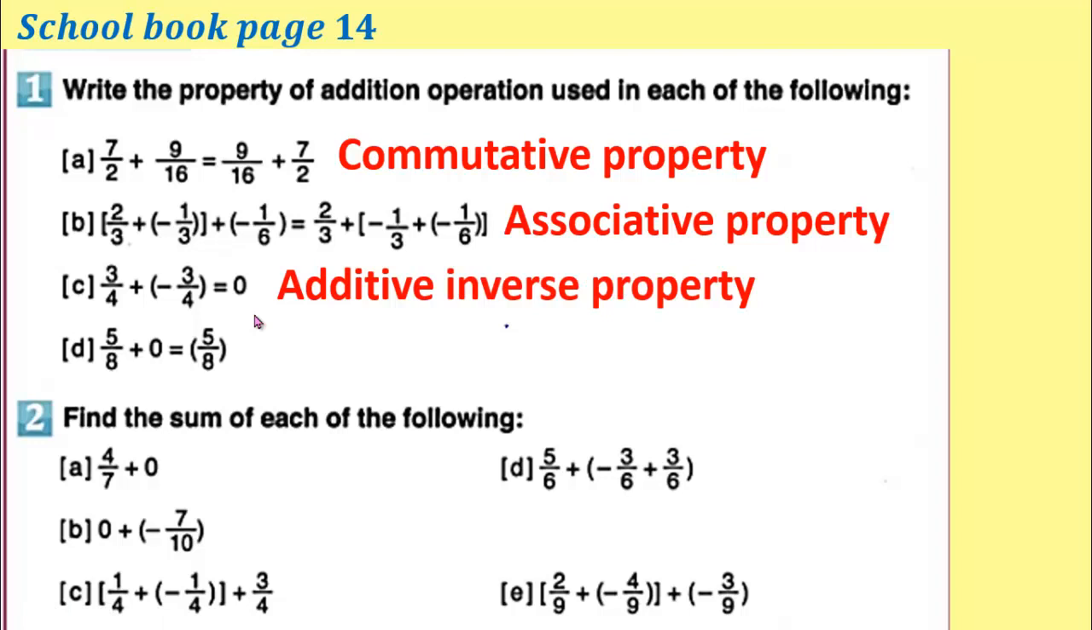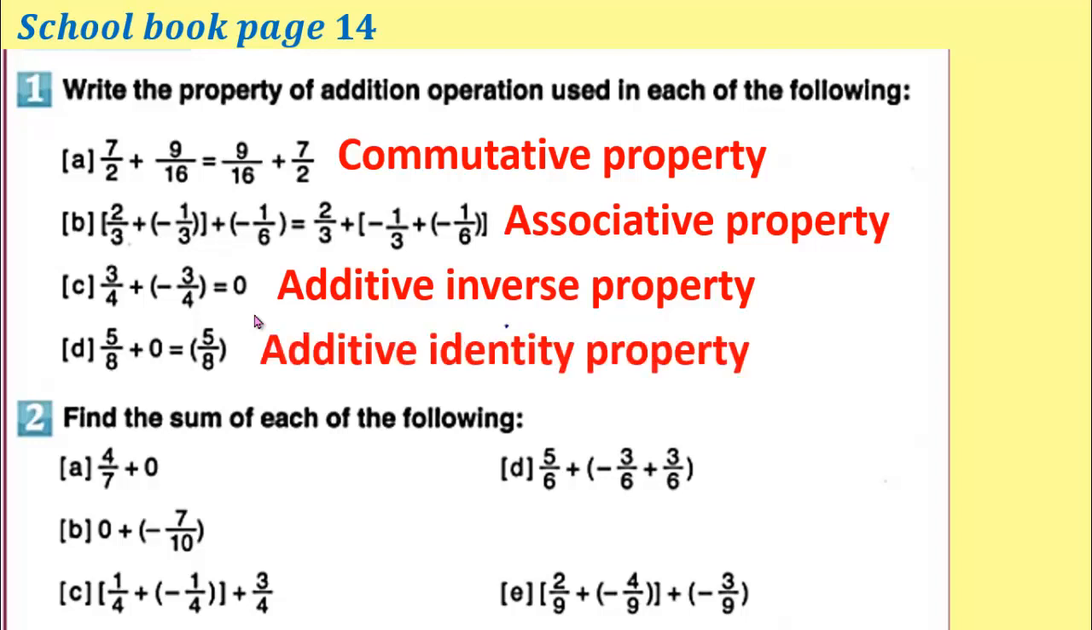And what about number D, 5 over 8 plus 0 is equal to 5 over 8. We said that 0 is the additive identity because when I add it to any number, I will have the same number as it is. So 5 over 8 plus 0, this is the additive identity property.